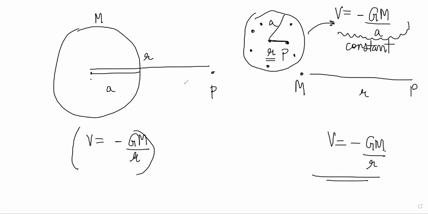So in this, can we directly conclude that the gravitational field would be GM by a square and GM by r square in both the cases, respectively? How will you conclude that? On what basis?